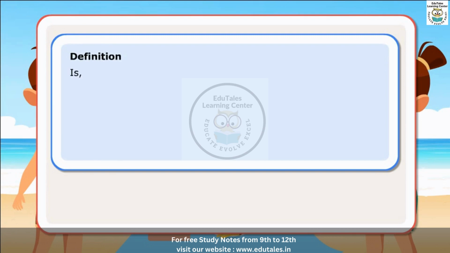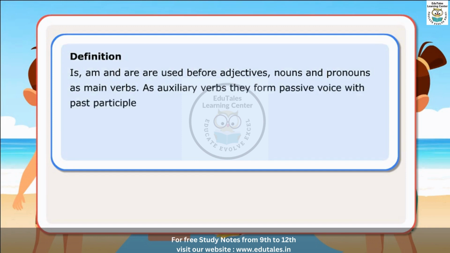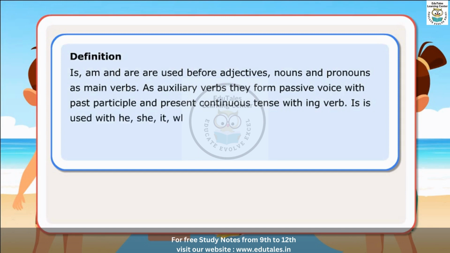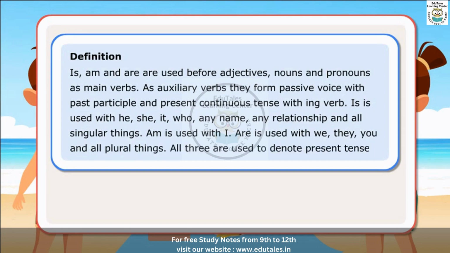Definition: is, am, and are used before adjectives, nouns, and pronouns as main verbs. As auxiliary verbs, they form passive voice with past participle and present continuous tense with ing verb. Is is used with he, she, it, who, any name, any relationship, and all singular things. Am is used with I. Are is used with we, they, you, and all plural things. All three are used to denote present tense.